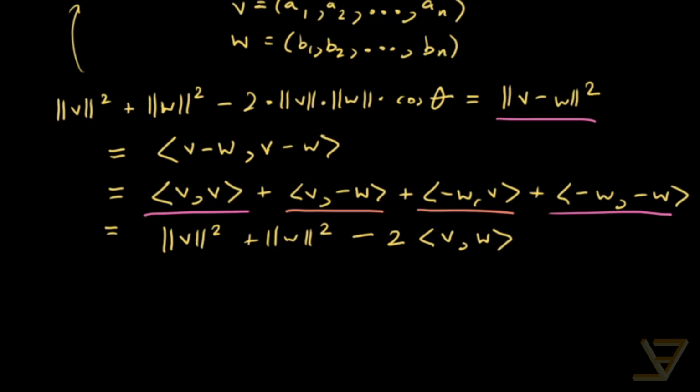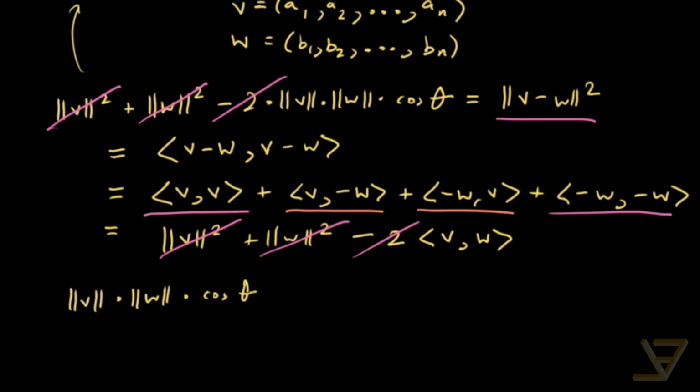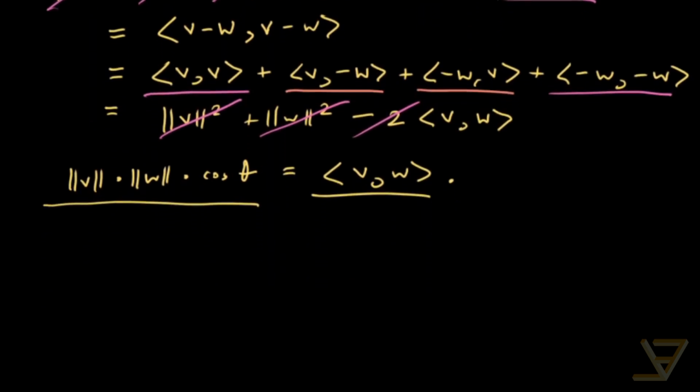So we've got the left and right sides of this identity. What we can do is cancel the norm of V squared on both sides, cancel the norm of W squared on both sides, and cancel the factor of negative 2 from both sides. And what we're left with is the norm of V times the norm of W times the cosine of theta, which is the angle between the position vectors, is equal to the inner product of V comma W. And that is what is called the trigonometric dot product, because we have expressed the dot product or inner product in a trigonometric form involving a trigonometric function.